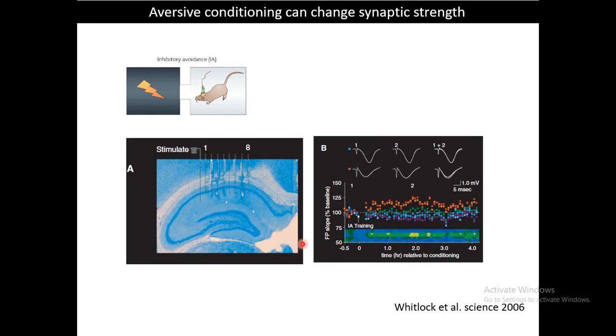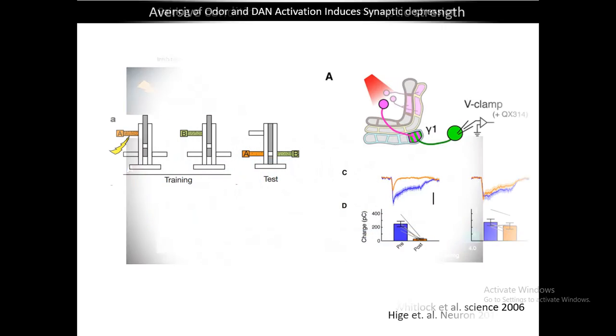People have shown that underlying specific inhibitory avoidance training, where a mouse is trained to avoid a particular dark box where it gets a shock, certain neurons have elevated their EPSP slope. That means their postsynaptic strength was potentiated, increased, and that lasted for hours.